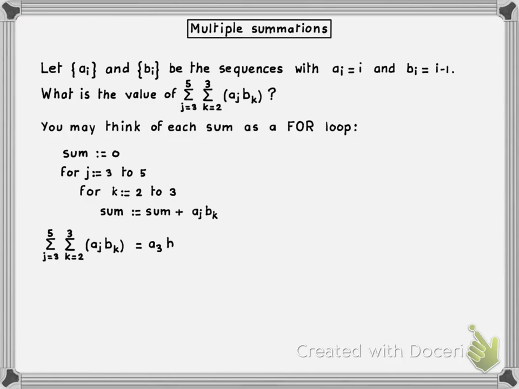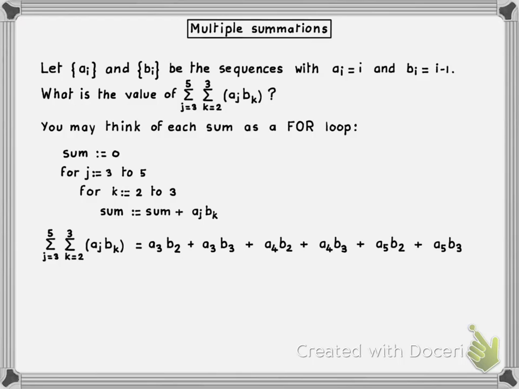This expression there is equal to a sub 3 times b sub 2. That's the first value of j and k. Notice for the first value of j, we have a second possible value of k, so we get a sub 3 times b sub 3, and so on and so forth, until we've reached the last value of j here, which is 5, and the last value for k, which is 3.